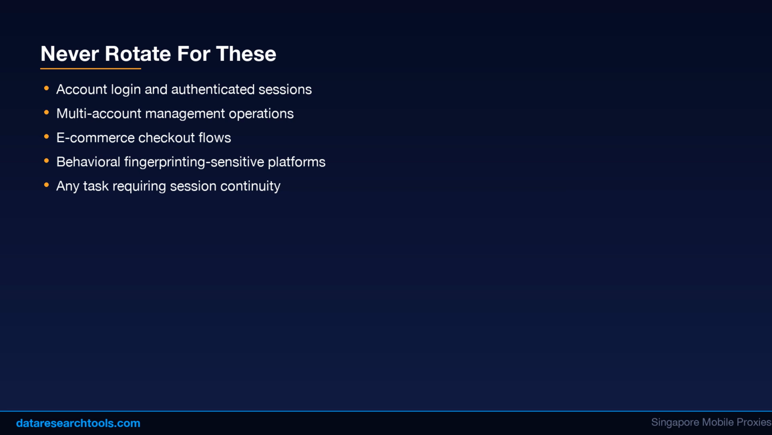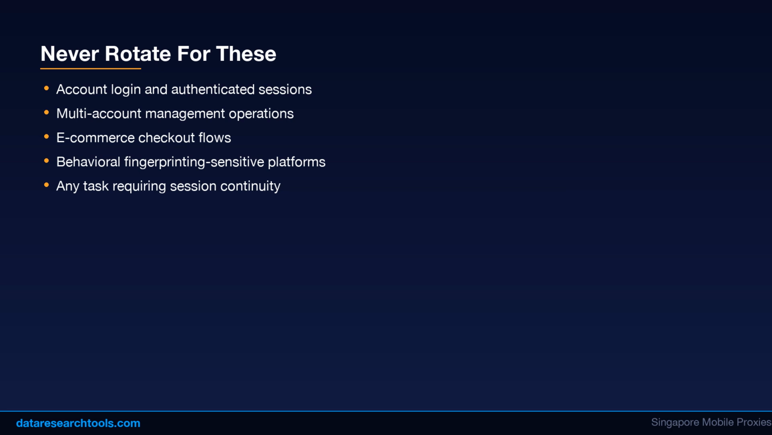Checkout and transaction flows. E-commerce platforms and payment processors treat IP changes mid-checkout as fraud signals. A session that starts on one IP and completes a purchase from another raises the same flags as a stolen card being used from an unfamiliar location. Rotation is incompatible with transaction workflows by design.